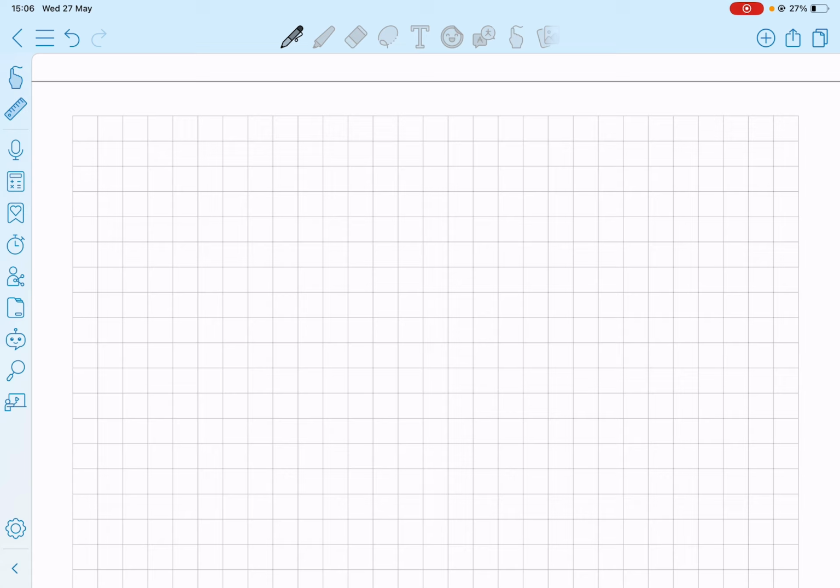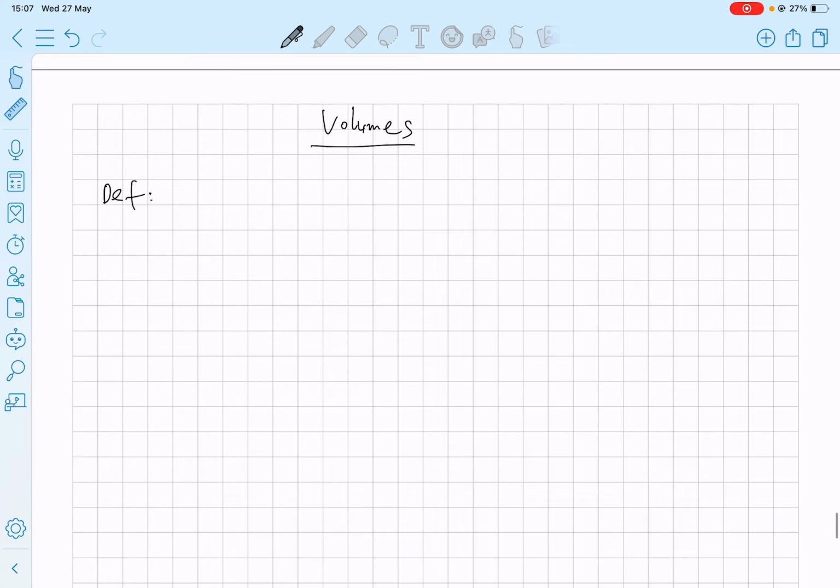So today we're going to discover one of the really important topics in calculus 2, and it is taught after the area topics. It is volumes. So let's move on to the definition.